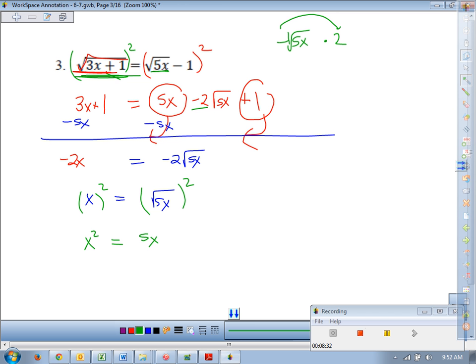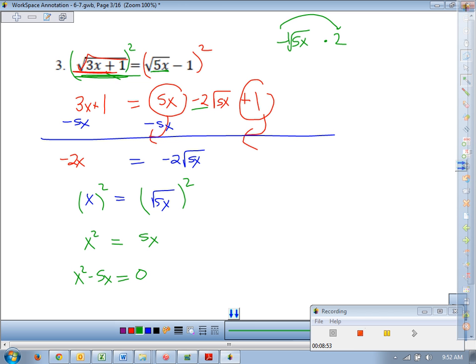When it's quadratic, get it equal to 0. So don't we need to subtract this guy over now? Correct? So I got x squared minus 5x equals 0. And now your favorite word comes out. It's time to factor this. Right? We could use the quadratic formula if you wanted to. This is a very easy factor.